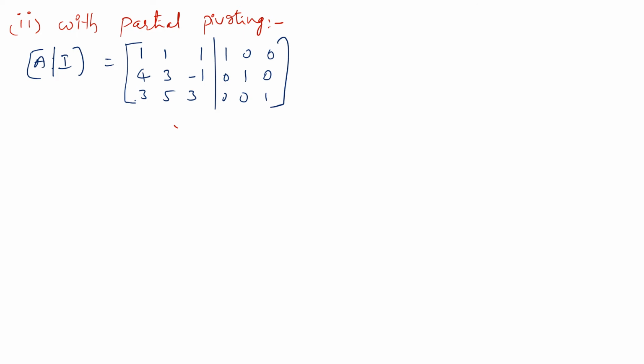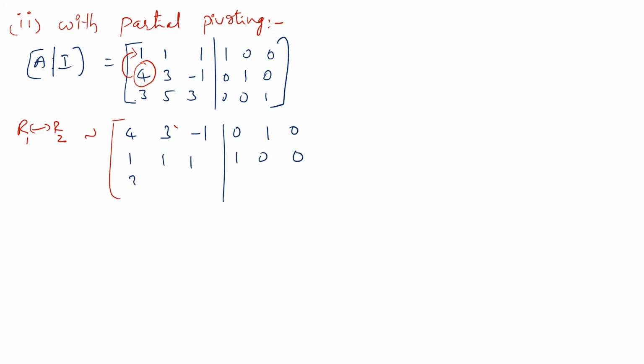Now here, in the first column, what is the largest element? 4. I have to bring this 4 to the A11 position. So what is the operation? Interchange first row and second row. Okay, this gives 4 3 minus 1 0 1 0 1 1 1 1 0 0 3 5 3 0 0 1. Okay, this is over.